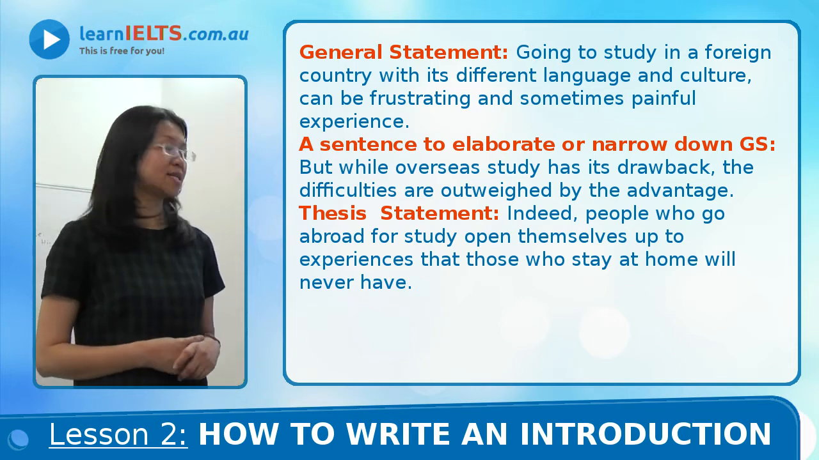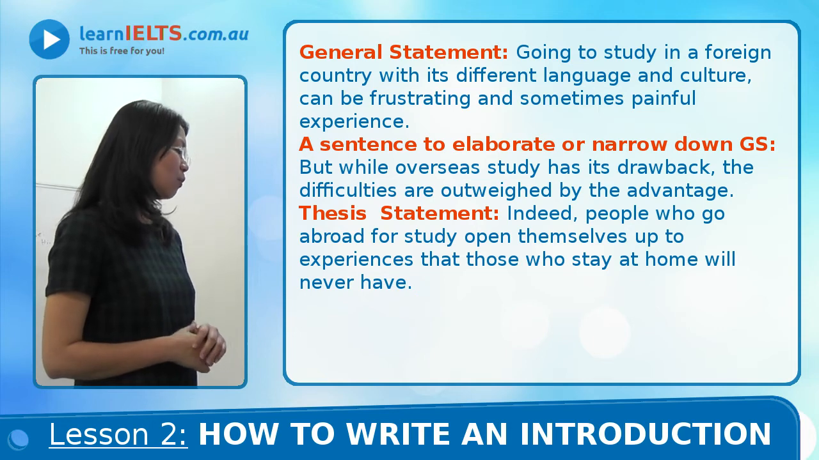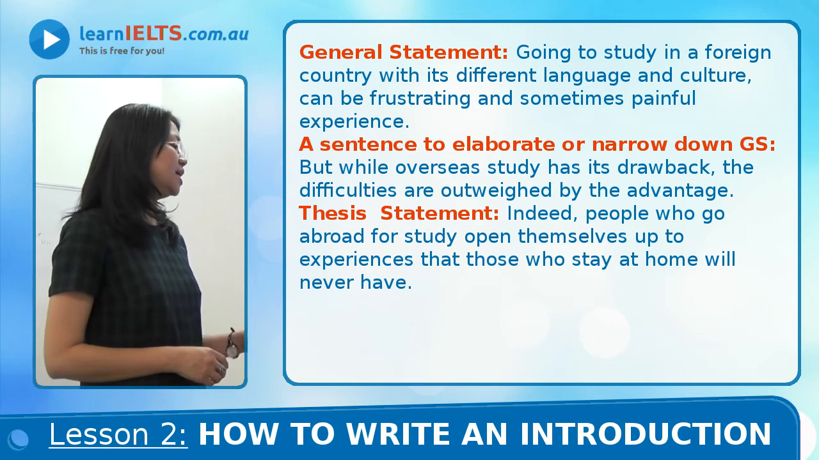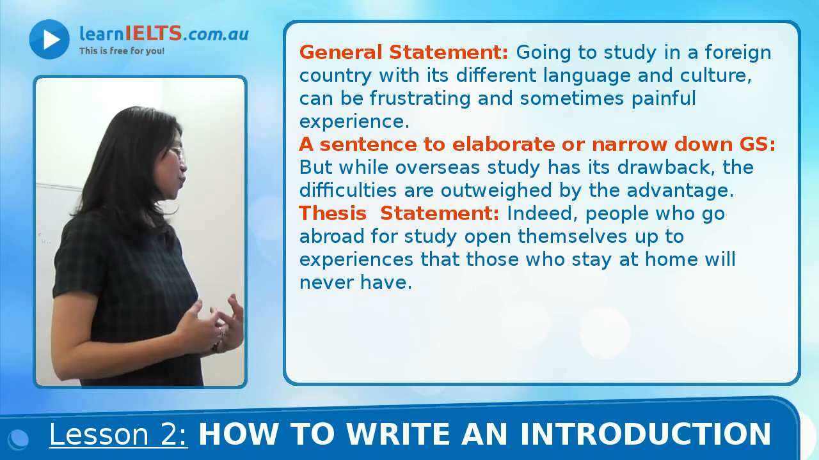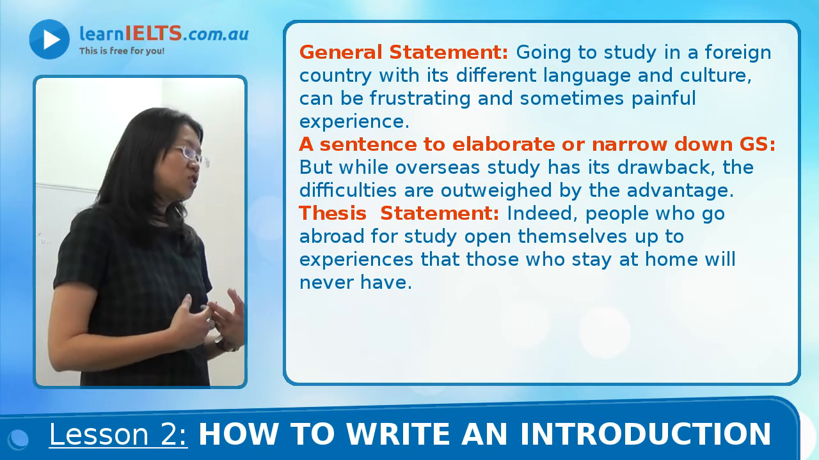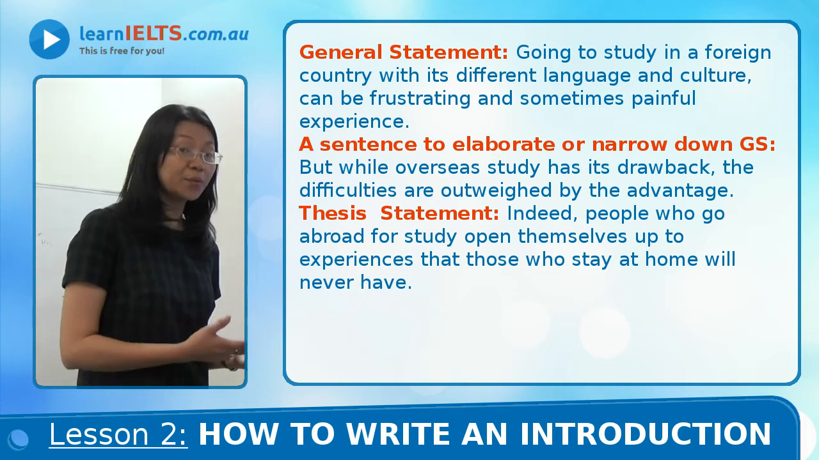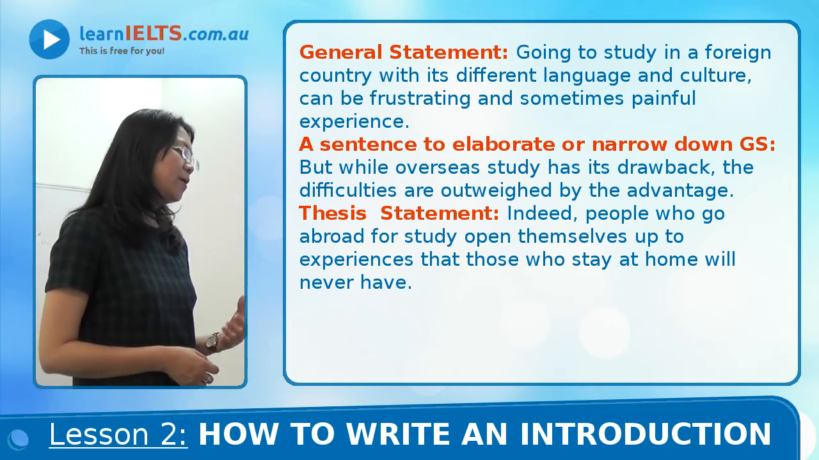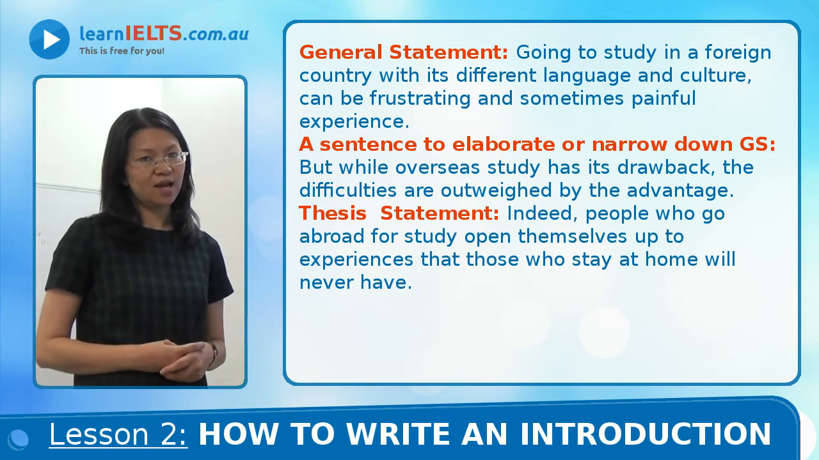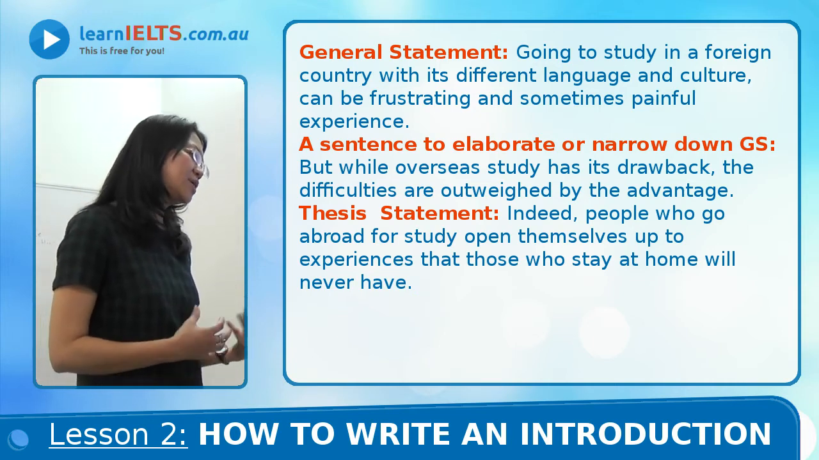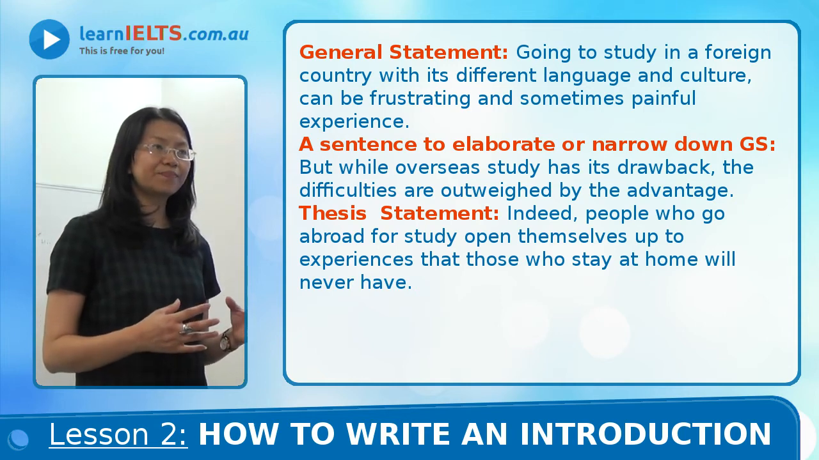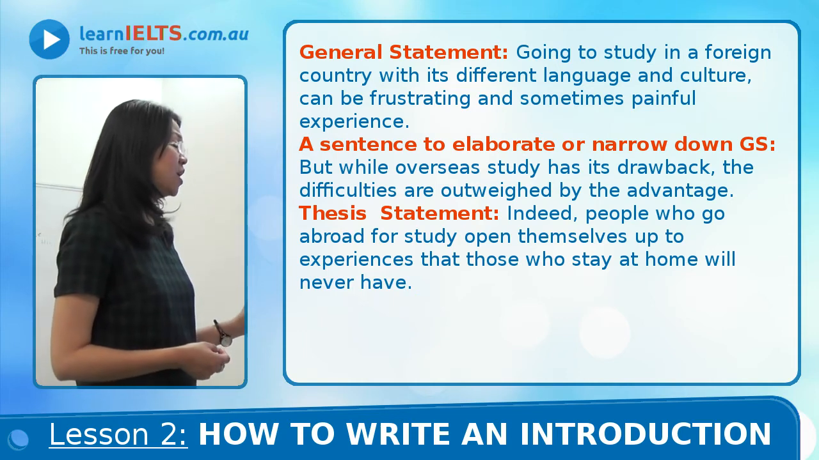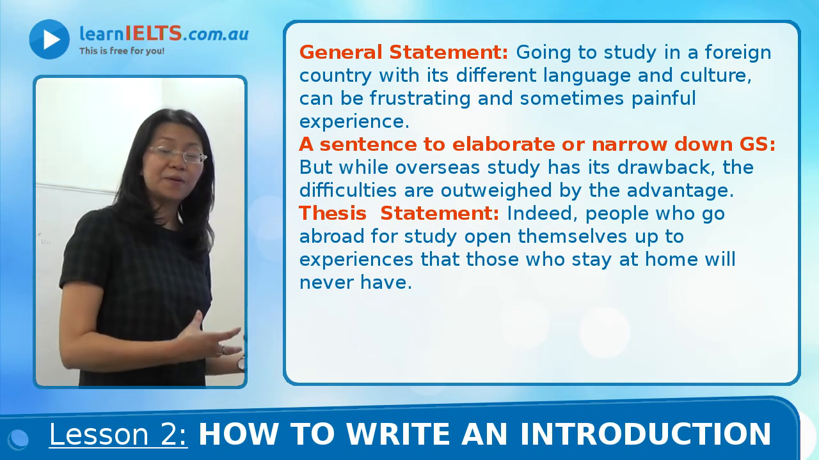So this is an example for the thesis statement. Indeed, people who go abroad for study open themselves up to experiences that those who stay at home would never have. So in this sentence, you confirm your opinion, that you believe that people who go overseas will have more chances, will have more benefit. It means that you agree that people should go overseas to study, and the reason is they will open themselves up to more experiences than people who stay at home. So this thesis statement is written in a very clear way, but it's not strongly claimed, it's a little bit implicit. So in the next episode and the next example, I will show you another way to write an introduction that is more explicit.